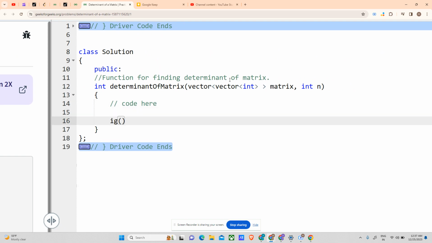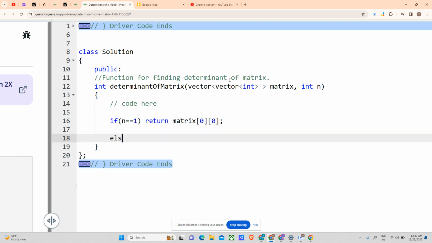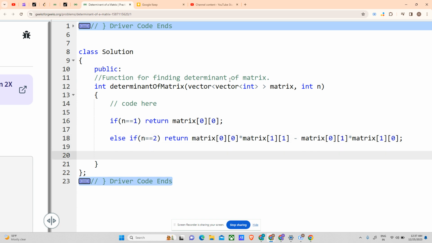What were the base cases? If n equals 1, return matrix 0 0. Else if n equals 2, return matrix 0 0 star matrix, oh sorry, 1 1. Diagonal was 1 1 now. Then matrix 0 1 star matrix 1 0.